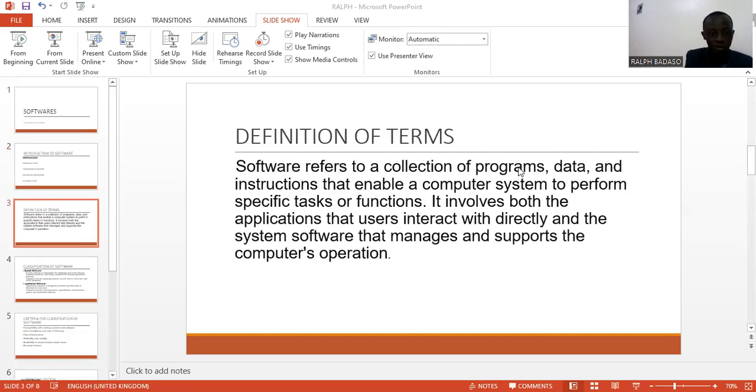Definition of terms. What is software? That's the first question. What is software? Software refers to the collection of programs, data, and instructions that enable a computer system to perform specific tasks or functions. It involves both the application and the user interaction with the system software, and management support the computer directly.